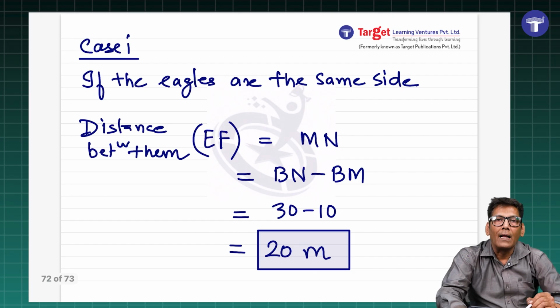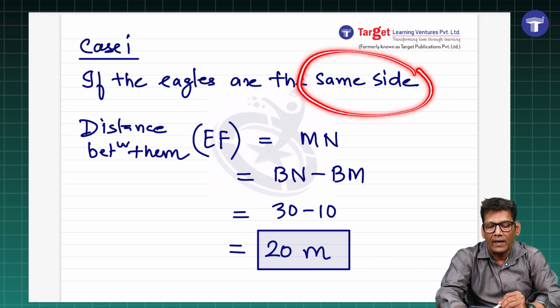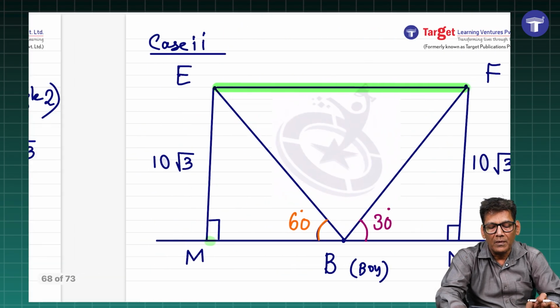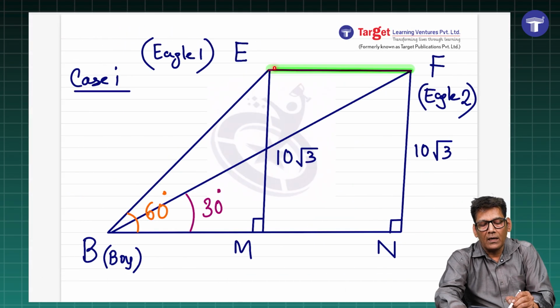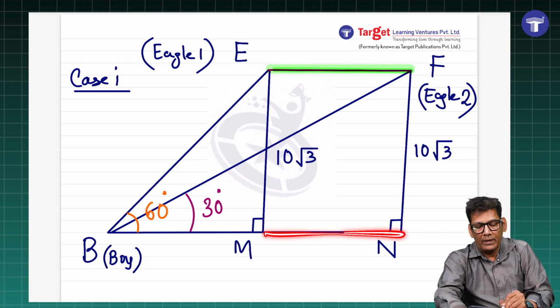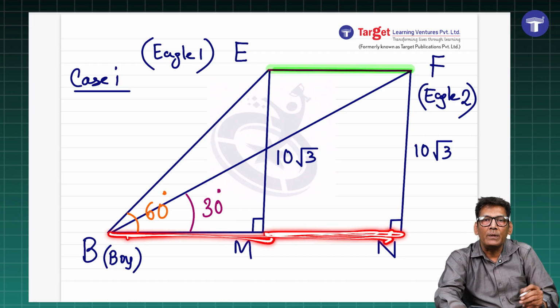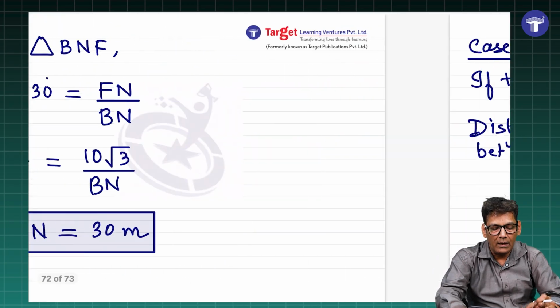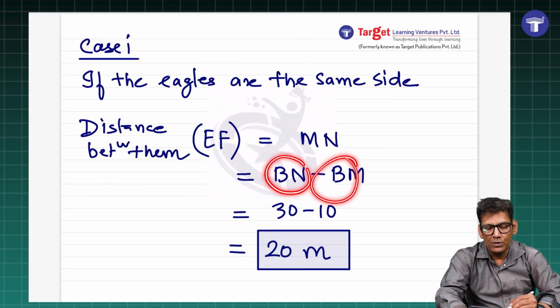Now you write the answer separately for both the cases. Case 1, if the eagles are on the same side, the distance between them is EF, and you can check the diagram. In the first diagram, EF is same as MN, right? So MN is equal to what? BN minus BM. So BN minus BM becomes 20 meters.